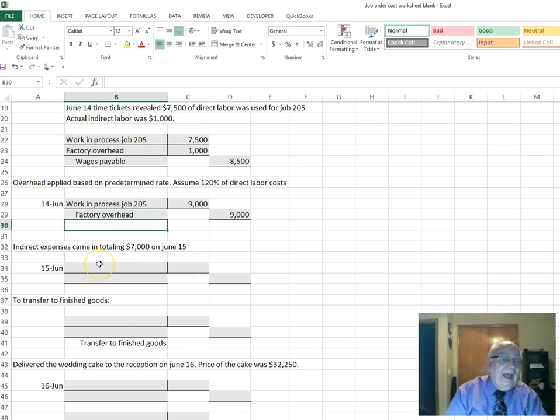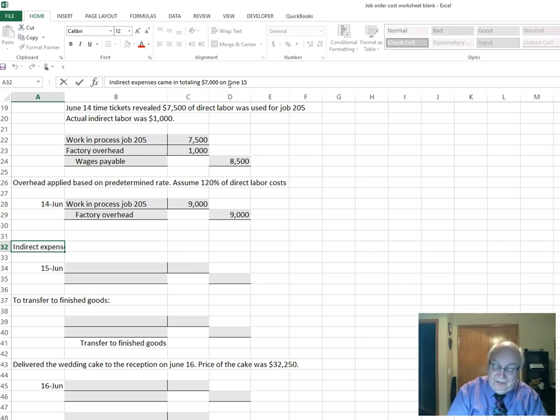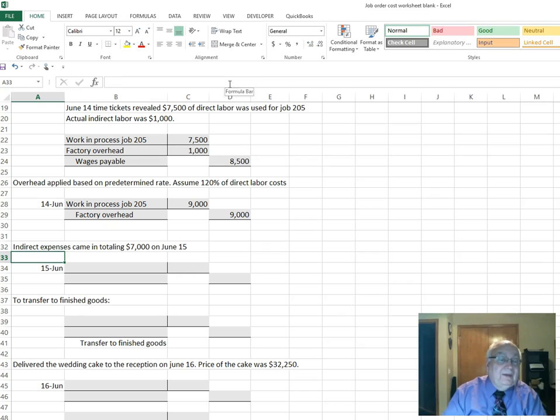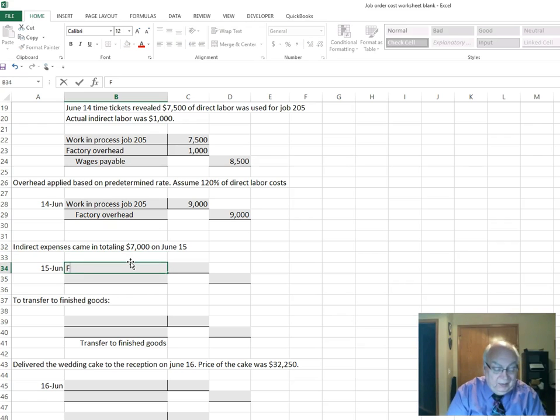Now, for the actual, okay, that's the applied. The indirect expenses came totaling in at $7,000 on June 15th. Now, this is actual overhead. Actual overhead will be a debit to factory overhead, and that's for $7,000.